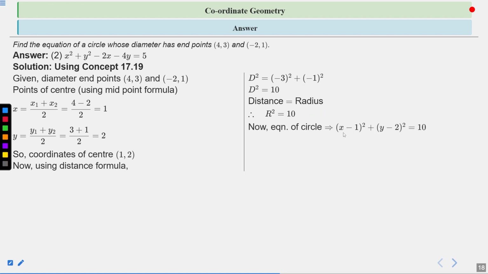Now the equation of the circle: we know that x minus 1 square plus y minus 2 square equals 10, because we know that x minus a whole square plus y minus b whole square equals r square. Putting the values, we get x square plus 1 minus 2x plus y square plus 4 minus 4y equals 10. Simplifying it, we get x square plus y square minus 2x minus 4y equals 5. So that's why the second option is the correct answer of this question. Next one.